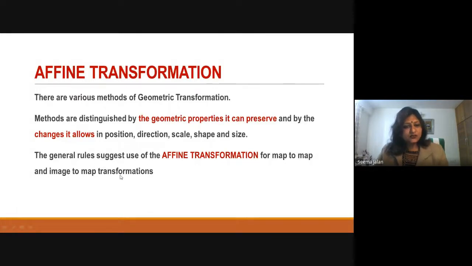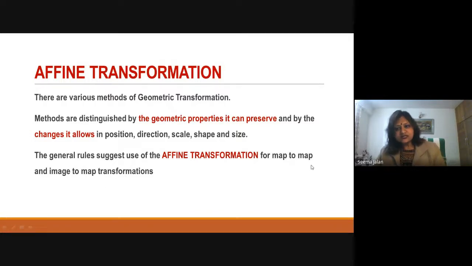What is image to map transformation? I have this map which does not have any coordinate information. I want to attach map coordinates to it. Or I have a map which already has some coordinate information, but I want it in a different type of coordinate system. So I may need to do a map to map transformation. I may need to do an image to map transformation.